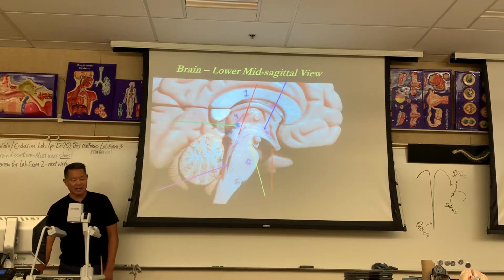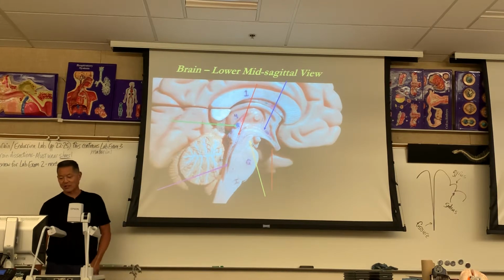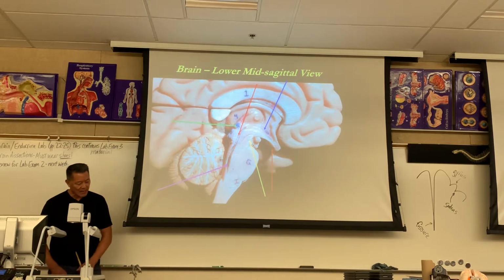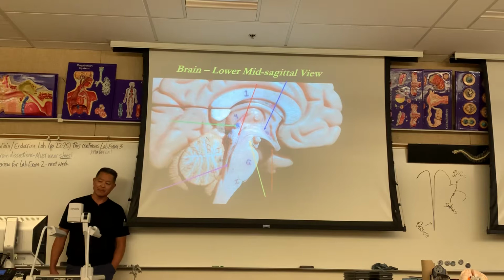Okay, on the back side of the brain and the brain stem are 5 bumps. The most superior bump is the pineal gland or pineal body. You can say either pineal gland or pineal body. That's the light green arrow. That was the fourth ventricle.